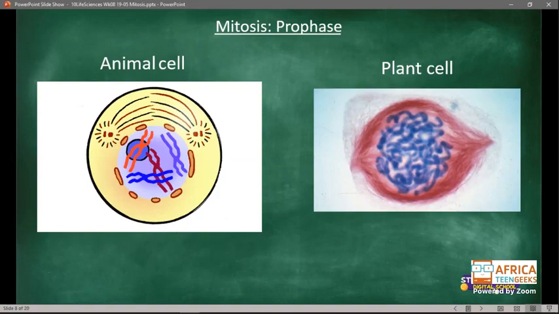In animal cells, the centrioles move towards the poles, and in plant cells, there are no centrioles. Spindle fibers just form from the cytoplasm. And that is your prophase.